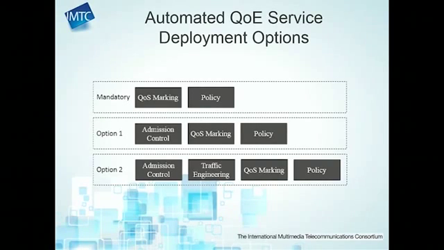Now, optionally, you could add admission control to that if you want to make decisions about bandwidth. And then a further option would be to add dynamic traffic engineering to that if you want to do dynamic reallocation of bandwidth and rerouting and those kinds of things. So this is how we see a deployment evolution of these types of capabilities.